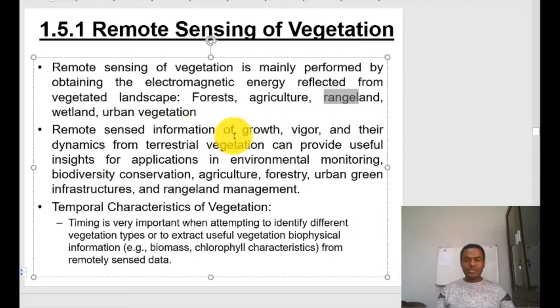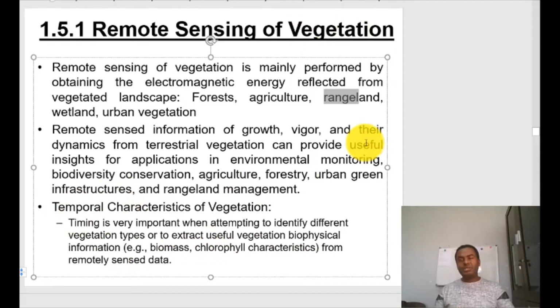Okay, so remotely sensed information of growth, vigor, and their dynamics from terrestrial vegetation can provide useful insights for application in environmental monitoring. Okay, what is the benefit of knowing remote sensing of vegetation? If you know the basic concepts of remote sensing of vegetation, you'll be using that information for environmental monitoring, biodiversity conservation, agriculture management, forestry management, urban green infrastructure management, and rangeland management. These are important applications of remote sensing of vegetation.